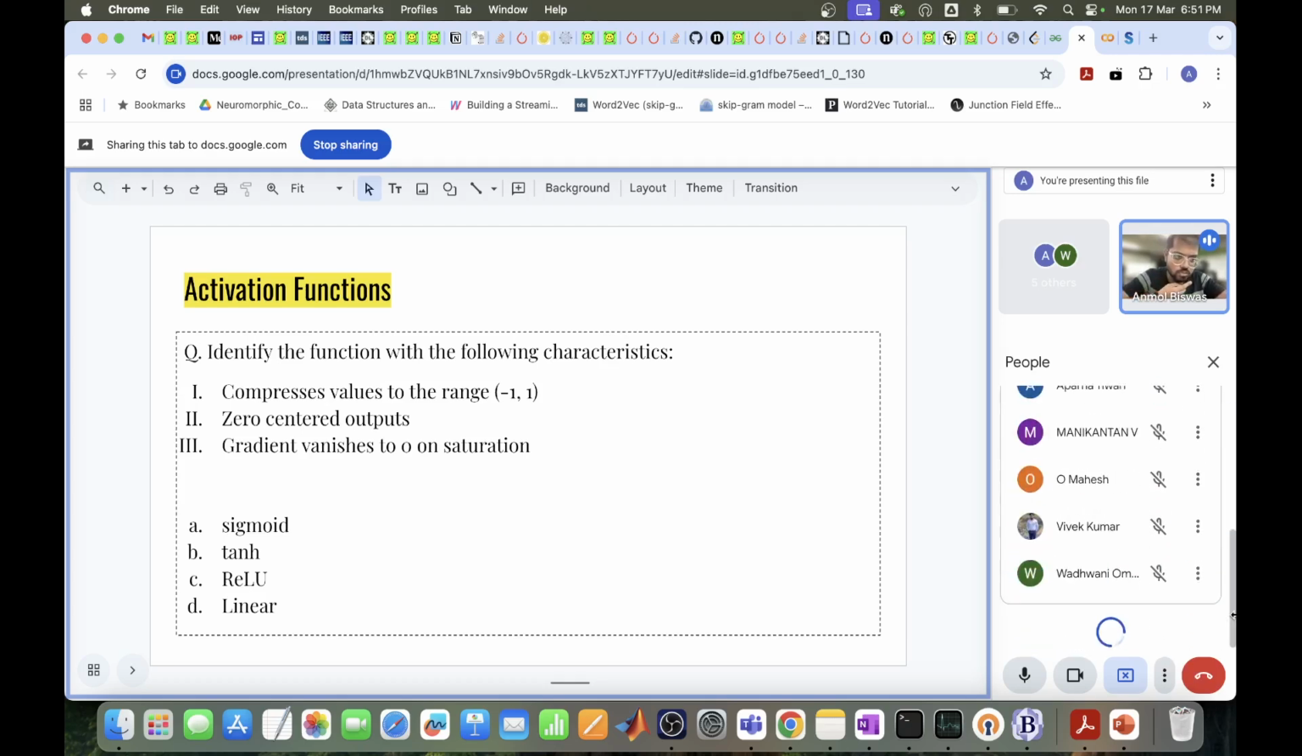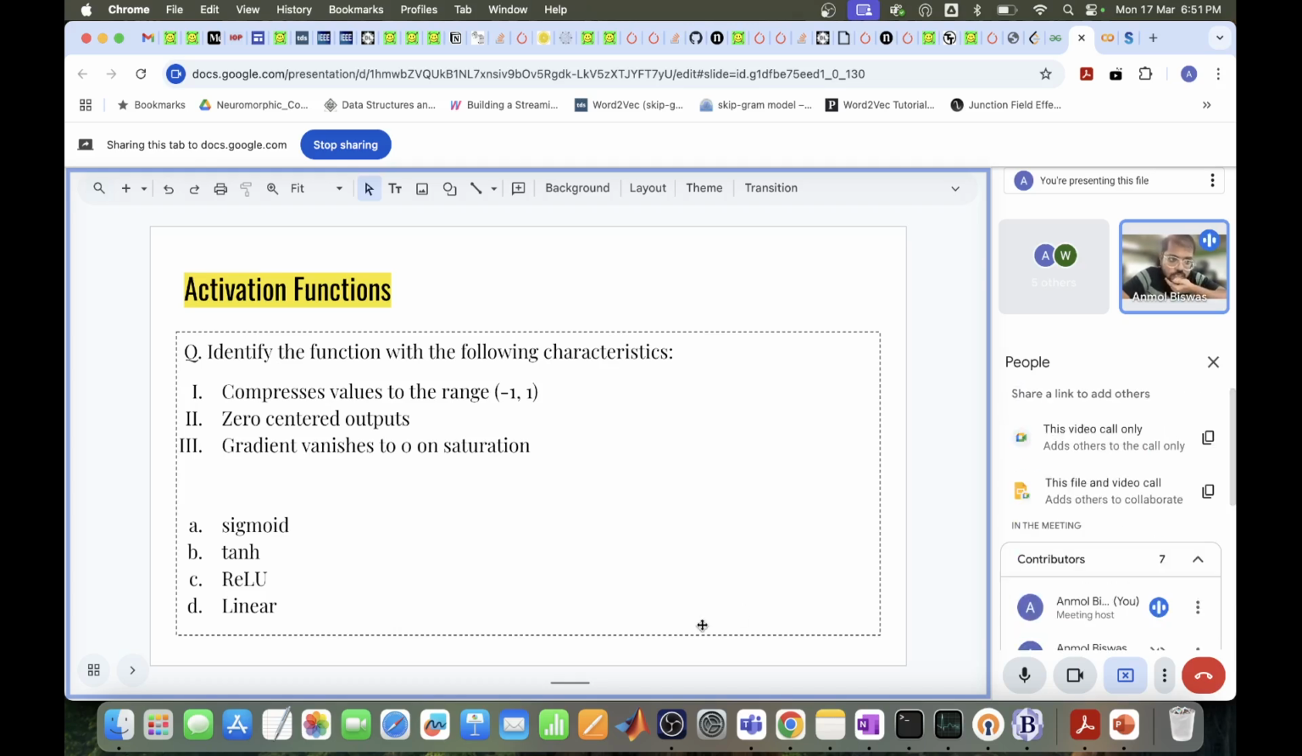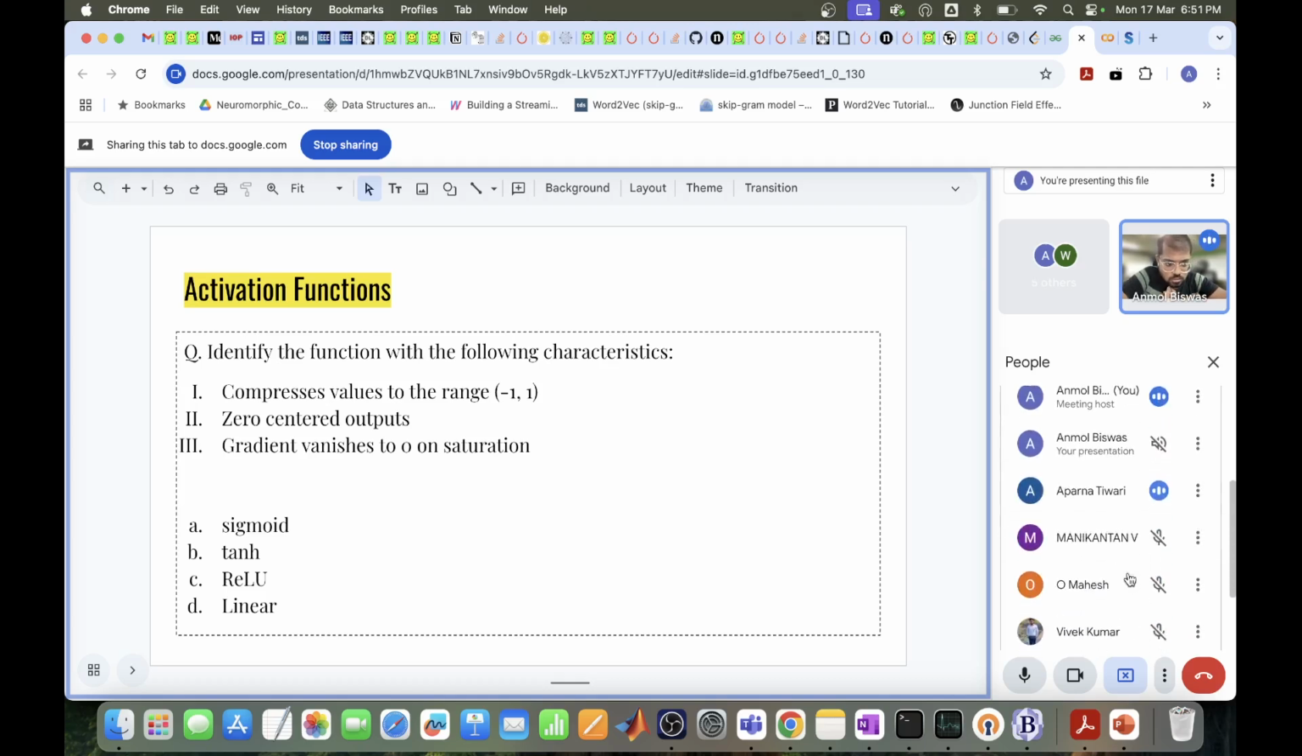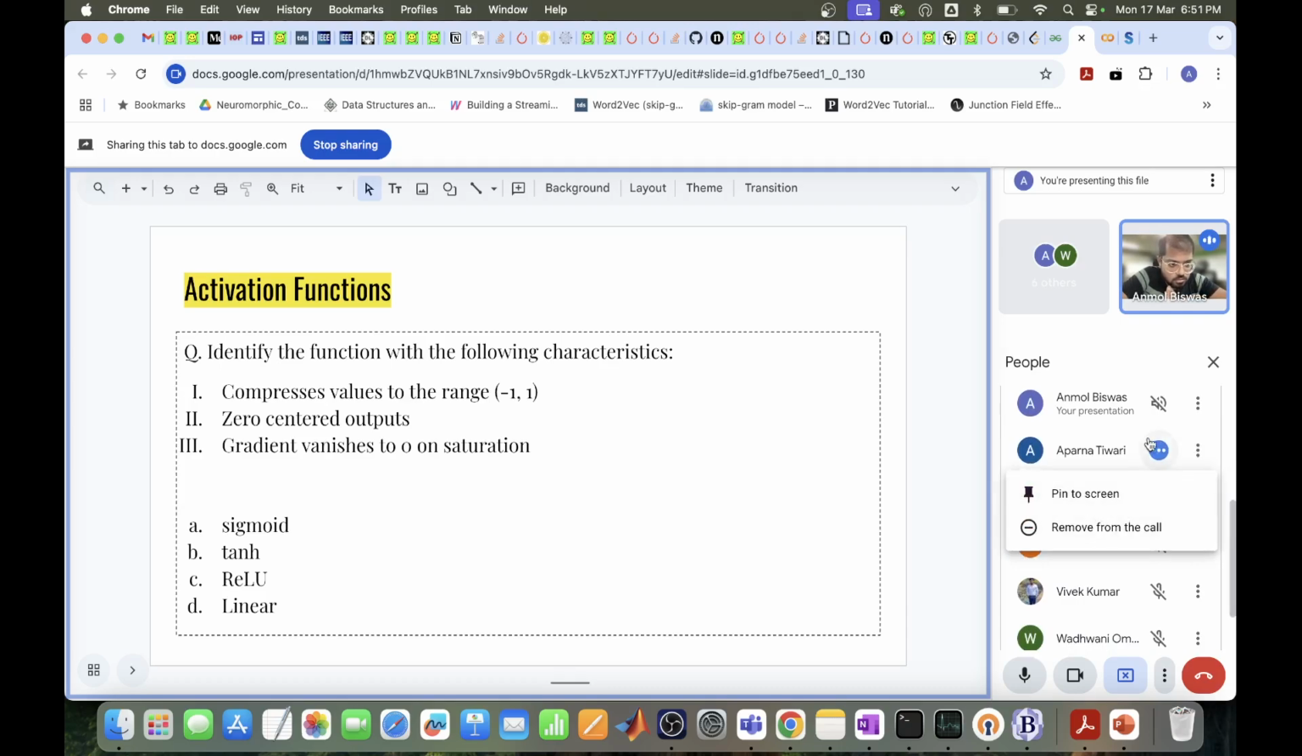Okay, so given these characteristics, it's pretty obvious what the answer will be. In fact, it is tanh, right? So we know ReLU obviously does not fit these properties. Linear also does not fit, because linear for one doesn't compress the outputs to anything. Then you're left with sigmoid and tanh.